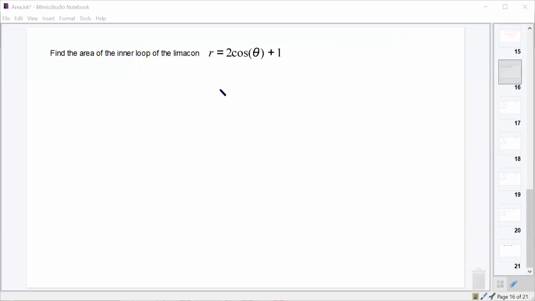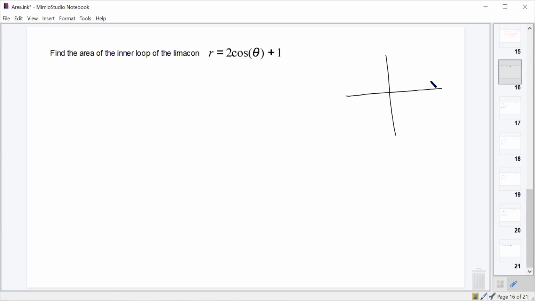All right, so let's see now if we can find the area of the inner loop of the limaçon r equals 2 cosine theta plus 1. So any thoughts on how we're going to figure out the inner loop of the limaçon? First off, let's just sketch what this looks like.